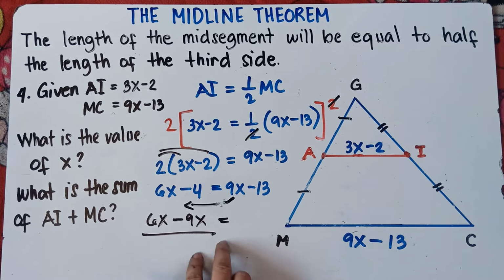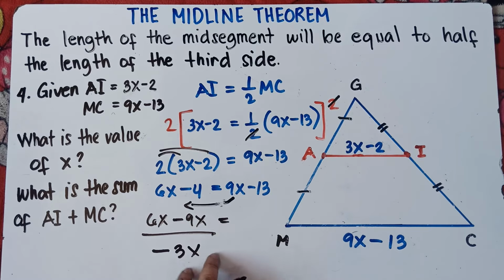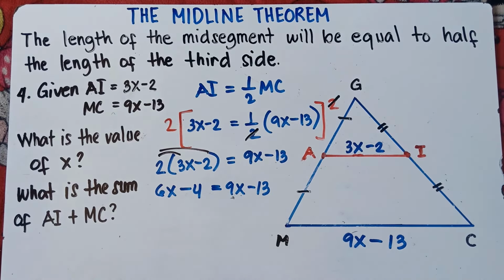Okay, I hope you understand this one, class. Do not transpose 9x from right to left, because if we transpose 9x from right to left, this will be 6x minus 9x, and the answer is negative 3x. And it will be confusing, class, if you have a negative x value. So just simply transpose 6x from left to right so that our answer for x will be positive.